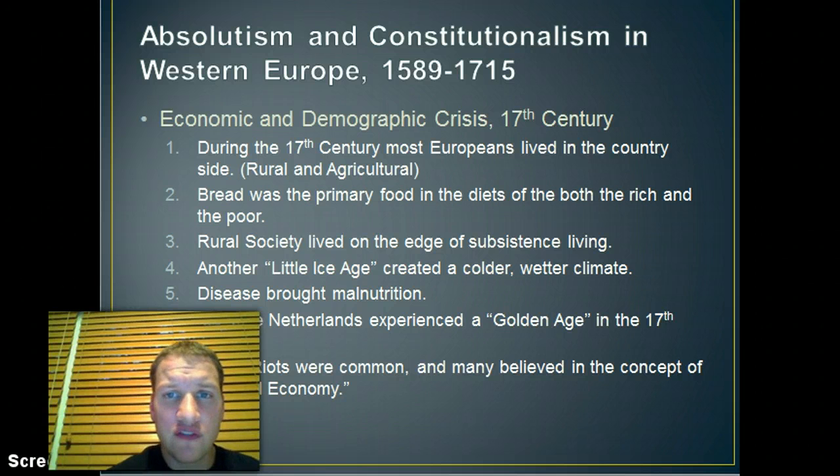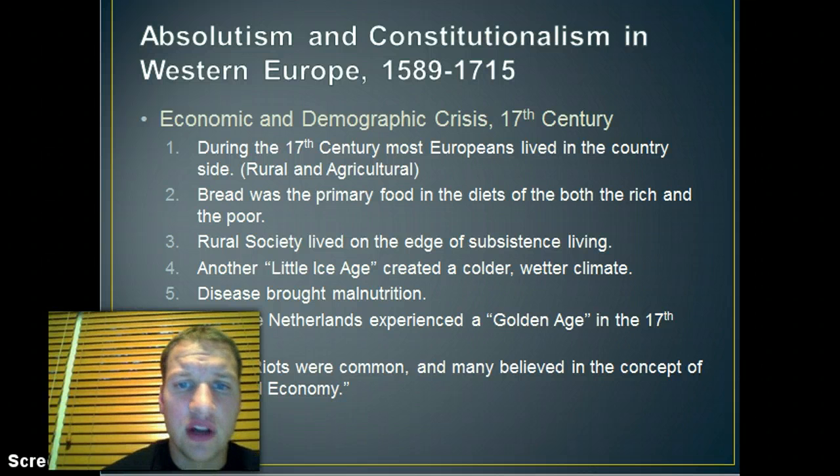So bread was the primary food in the diets of both the rich and the poor, although the rich are more likely to have a variety of foods in there. So bread is incredibly important. So whenever you have disruption in grain, keeping in mind this is going to have major effects on revolutions, especially the French Revolution, whenever you have disruptions in grain, you have significant political repercussions for that. And so this rural society is always living on the edge of starvation because they're almost at subsistence living. And so when that Little Ice Age hits, that's going to put a lot of people on that edge and put them under a lot of stress.